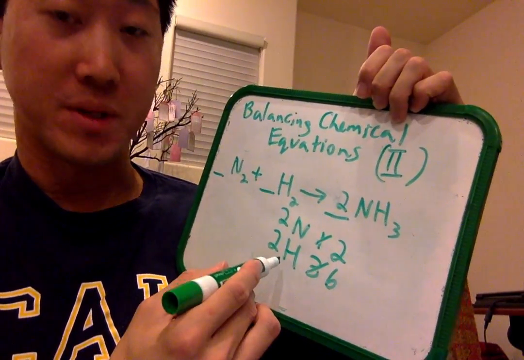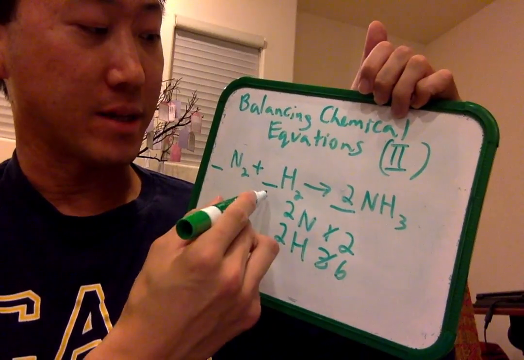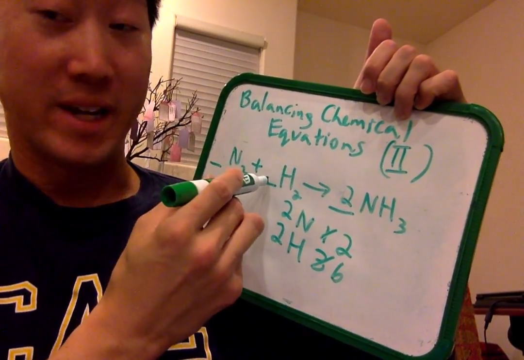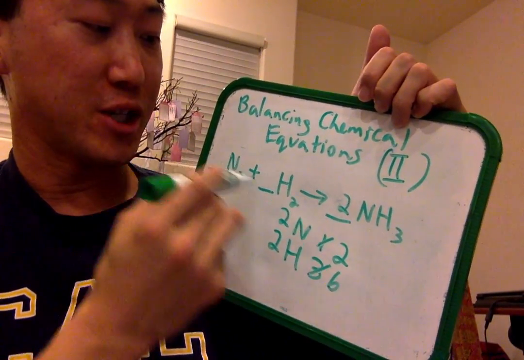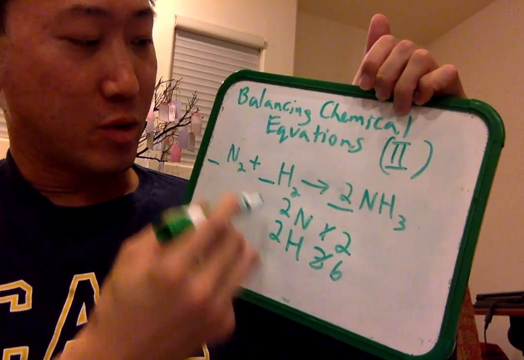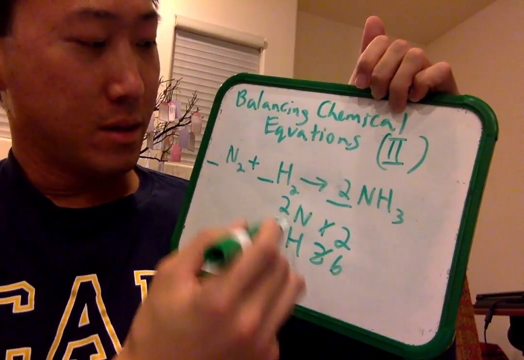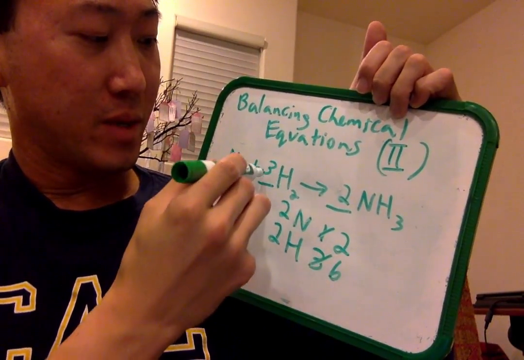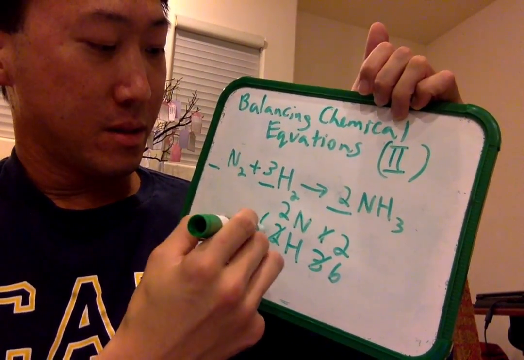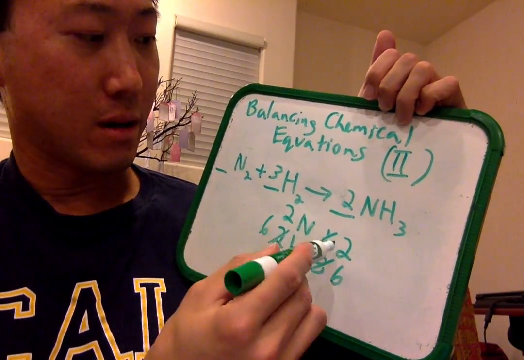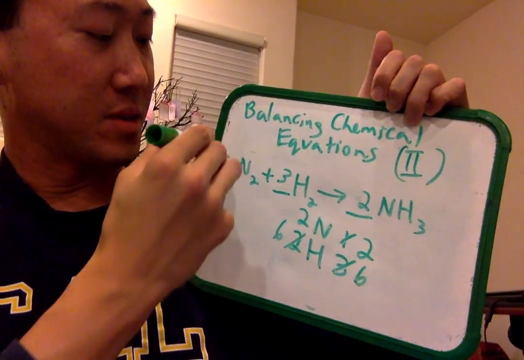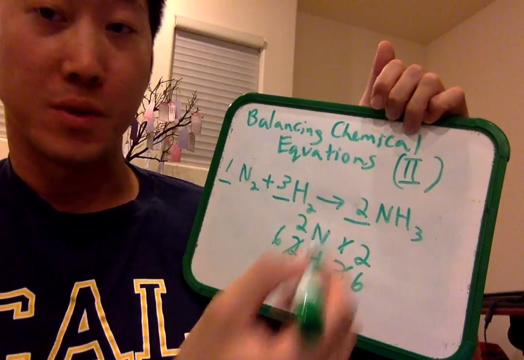So now we need to increase the number of hydrogens on the left side, on the reactant side. Obviously we need to put a number here, because putting a number over here is not going to change the number of hydrogens. So what number do we need to put here to get 6 on the left, just like on the right? We need to put, what, a 3? Because 3 times 2 is going to give us 6 hydrogens. So now we are completely balanced. The coefficients are going to be 1, 3, 2.